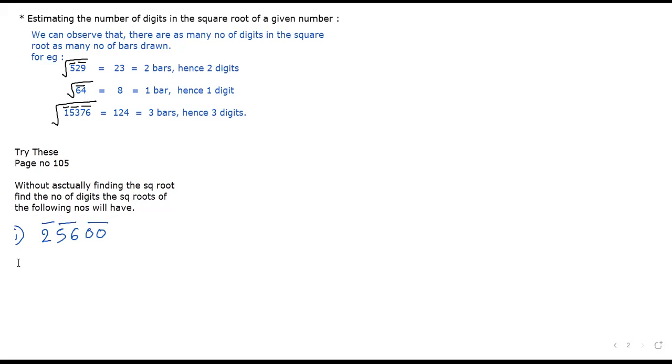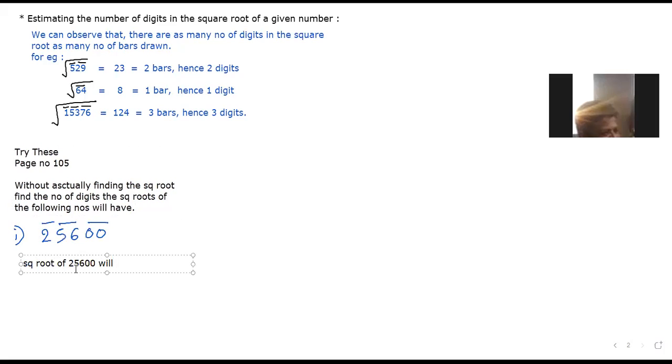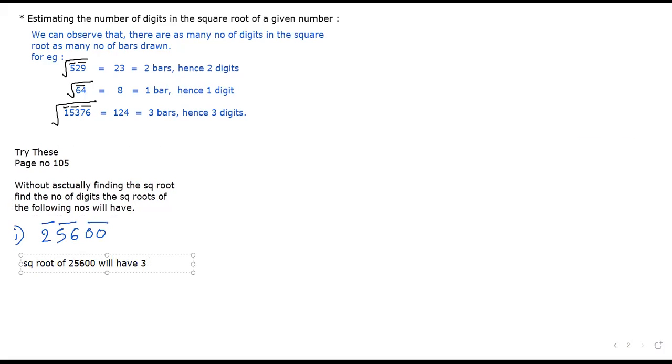So what are we going to write? Correct. So square root of 25600 will have 3 digits, or will be a 3-digit number. Yes or no? Yes, sir. Next.